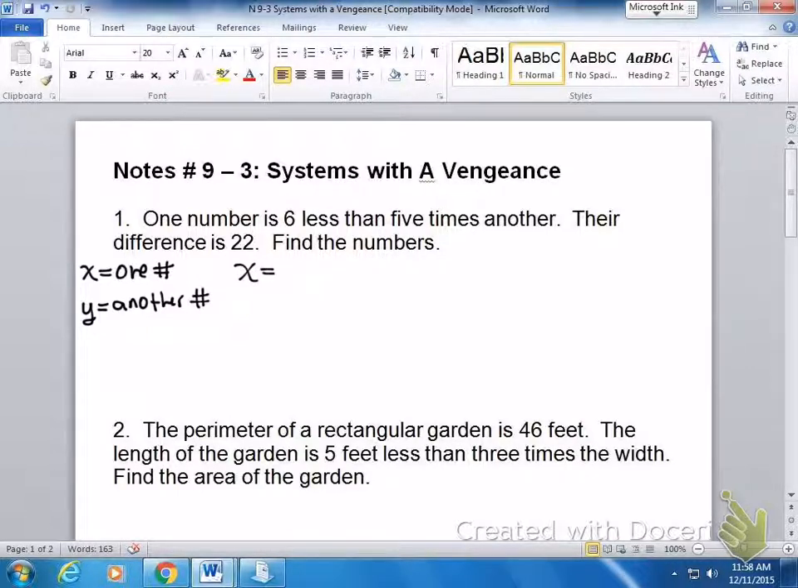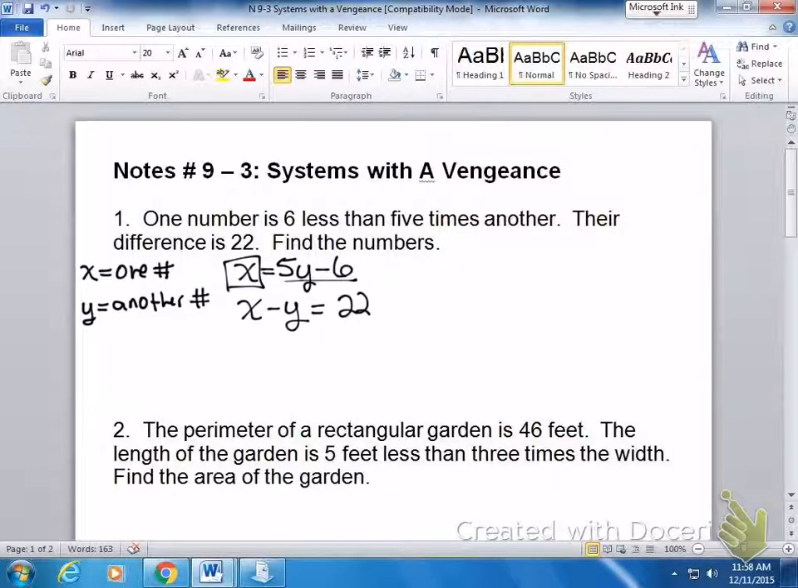So I'm going to have to take the other number. I know it's going to be 5 times that number, but 6 less than that. 6 less implies subtraction. So I have x equals 5y minus 6. Now it says their difference is 22. Difference means subtraction. So I'm going to say x minus y equals 22. So there's my system.